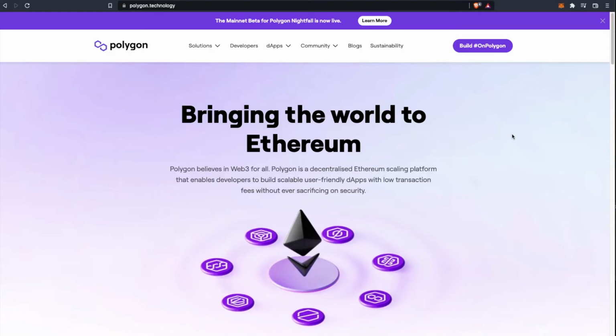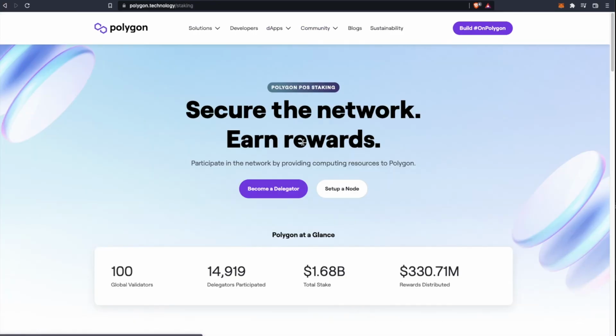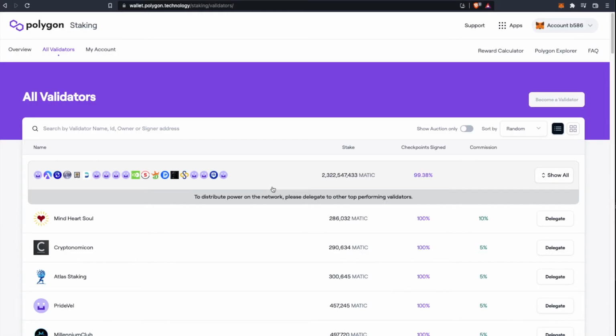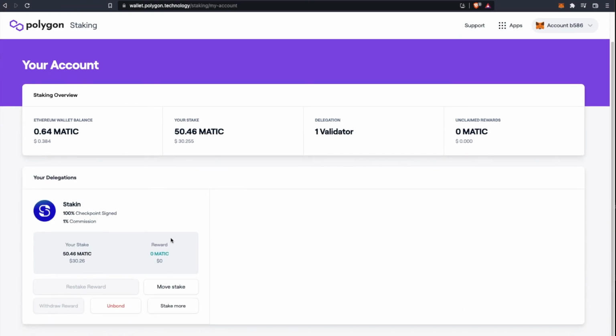To view our staking, let's go to the front page and start from the beginning. Go to staking. Become a delegator, and here we're gonna go to my account. There's the Matic. Please keep in mind that every interaction below will require Ethereum gas fees. Your stake, zero rewards at the moment.